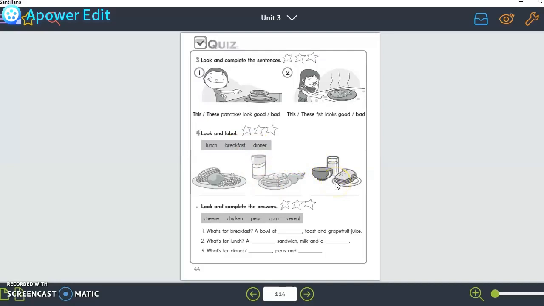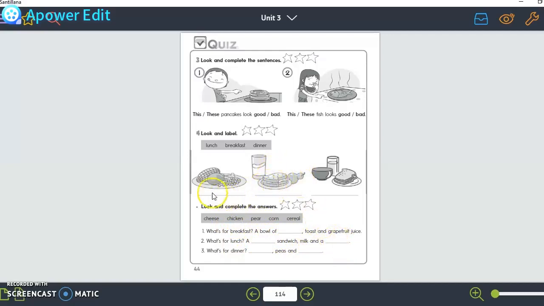Let's check it out. Let's check it out if we are okay. Did they complete the answer? What's for breakfast? A bowl of toast and grapefruit juice. Let's check it out. A bowl of cereal. Very good. What's for lunch? A cheese sandwich and a pear.